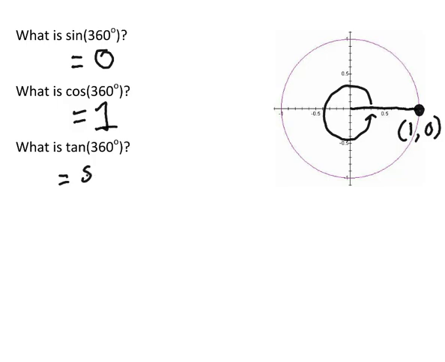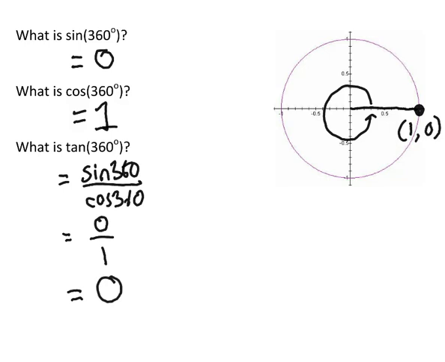Tan of 360 will be sine of 360 divided by cos of 360. That gives me sine is 0 divided by cos is 1. 0 divided by 1 is 0. So the tan of 360 degrees must equal 0. And if you try that out on your calculator, that should be what you get. Tan of 360 is 0.